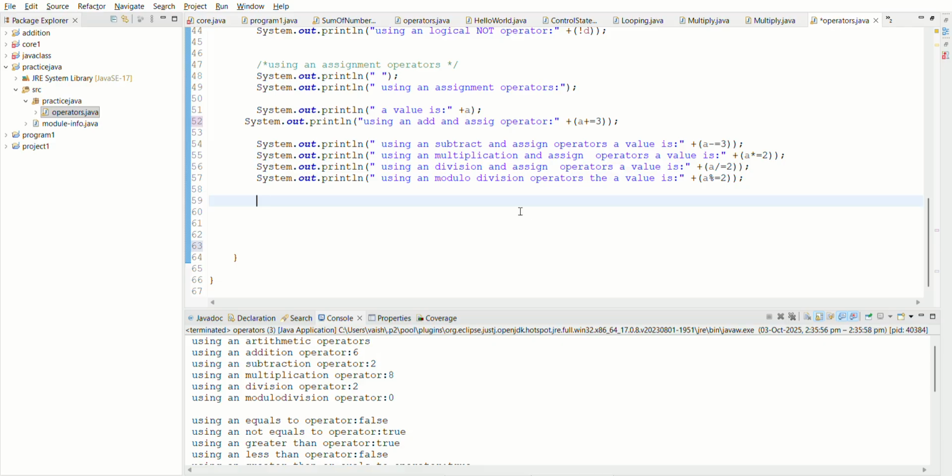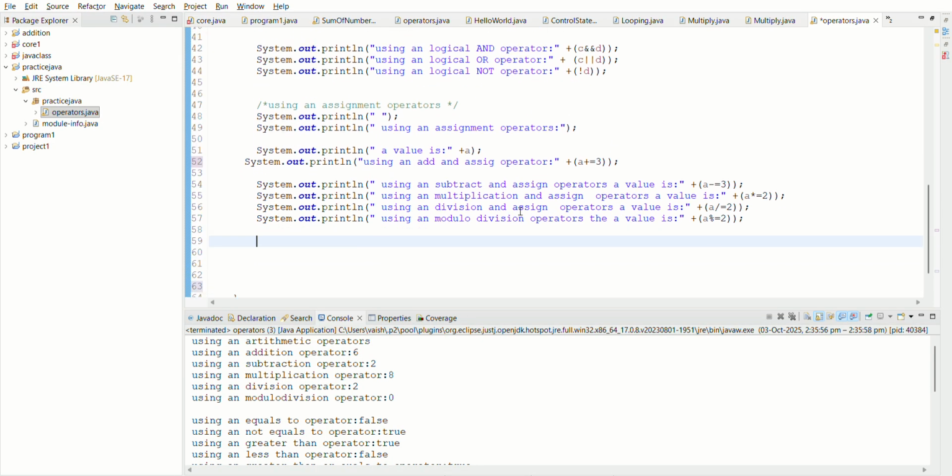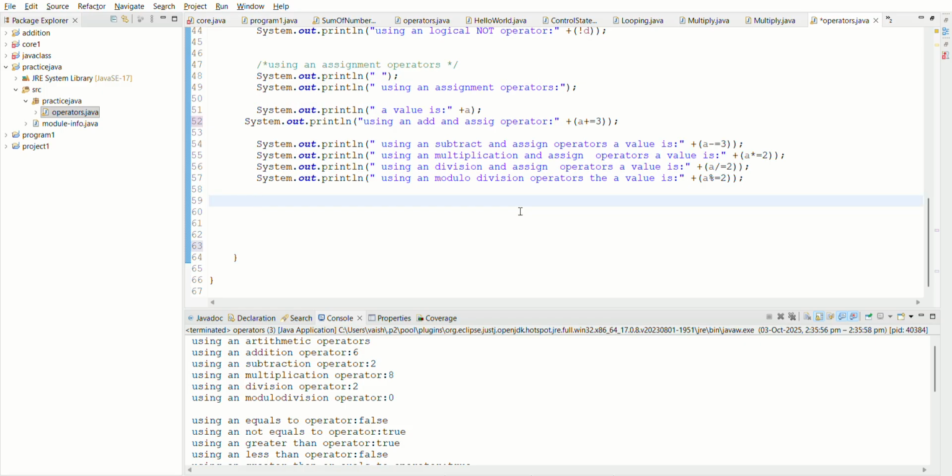With me. In the previous class, we wrote a program for arithmetic, relational, logical, and assignment operators. So, in this class, we will write a program for unary, bitwise, and ternary operators. So, first one, unary operators.